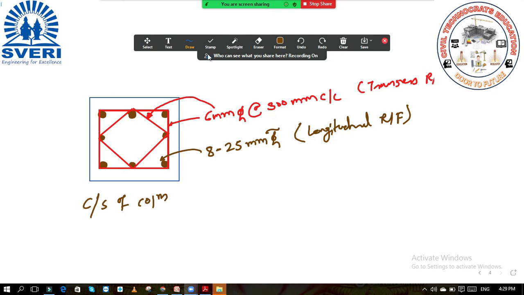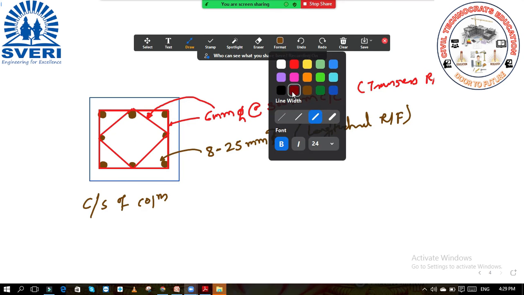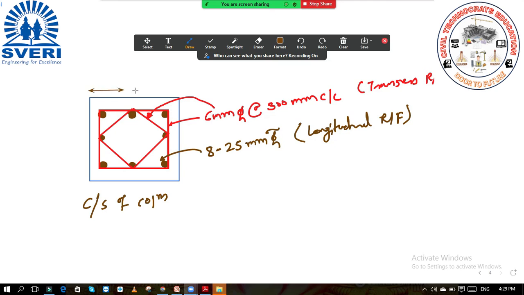This dimension is 500. You can show it up to here, this dimension and this dimension. This is 500 mm and this is also 500 mm. So in this way you are going to design the column.